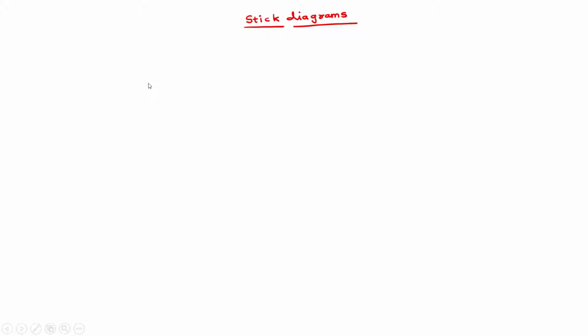Hello guys, we will discuss stick diagrams in this video, and we will start from the basics. So first, why stick diagrams? Basically there are different levels of abstraction, and the first one is schematic.